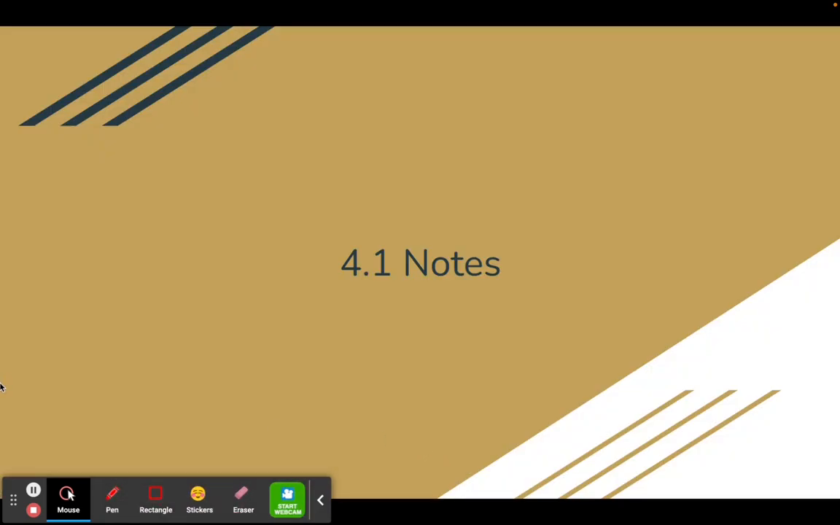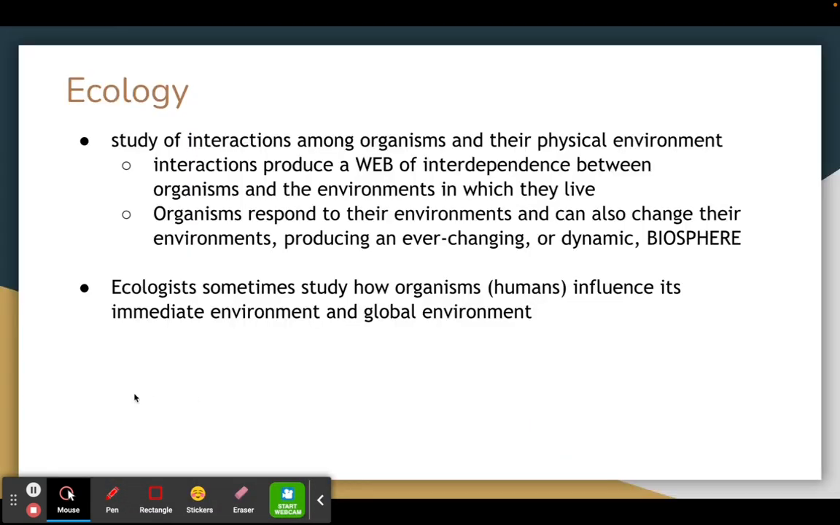So this is the 4.1 notes. I need you to label the new note, not with the date, but with 4.1. This will be our first section of the notes for this unit. So what is ecology? Ecology is the study of interactions among organisms and their physical environment. So basically looking at how the living and non-living things interact with one another.